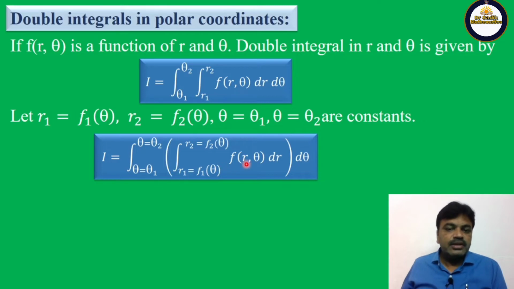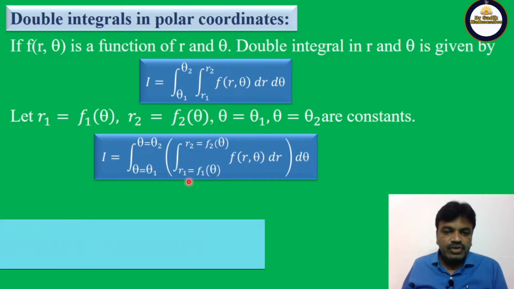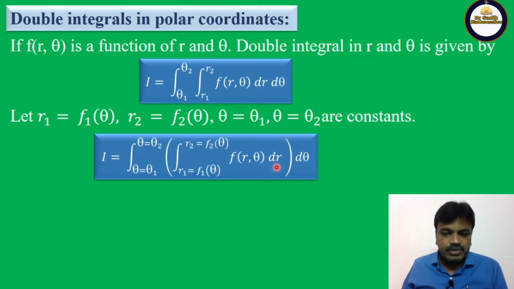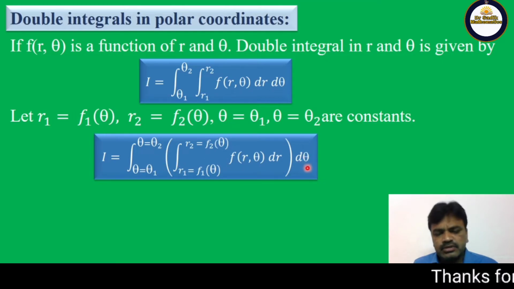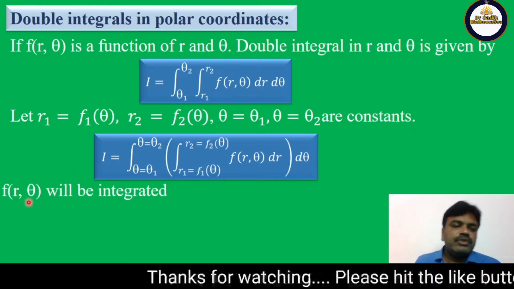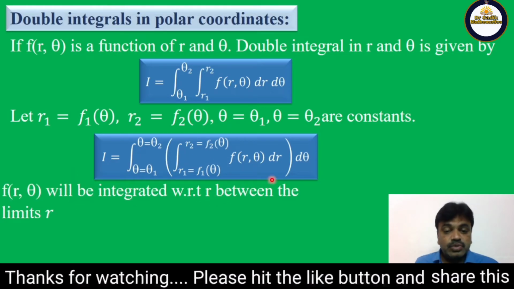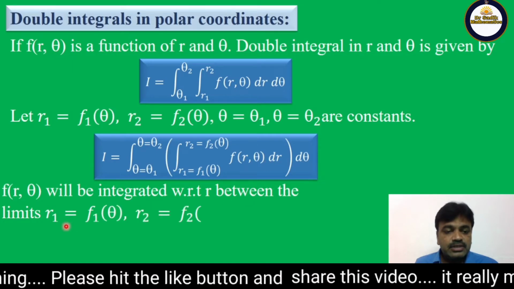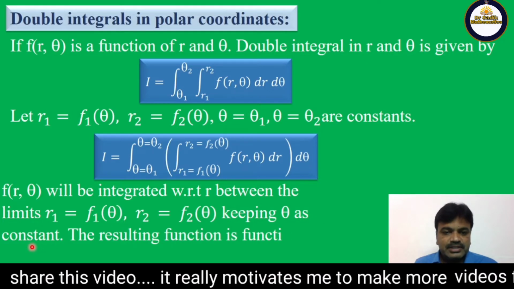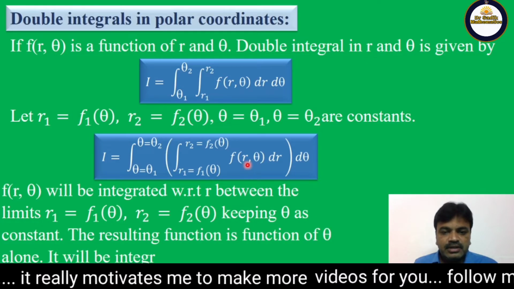Once again, when r1 is a function of theta, you first integrate with respect to r. Whenever you observe the limits in terms of theta, you first integrate with respect to r. Here theta 1 and theta 2 are constants, so later you integrate with respect to theta. F of r comma theta is integrated with respect to r, with limits r1 equal to f1 of theta and r2 equal to f2 of theta, keeping theta as constant.